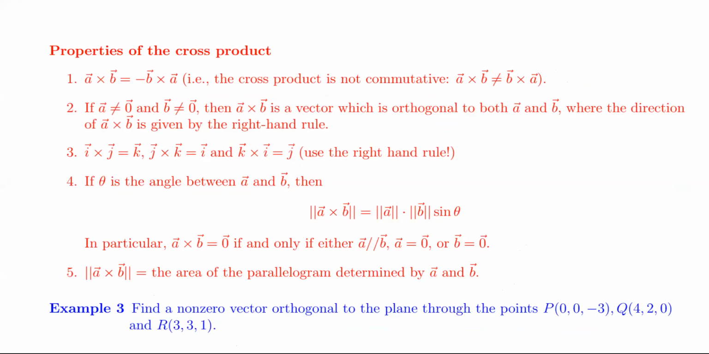The third property here is I cross J is equal to the standard unit basis vector K, which, if you apply the right-hand rule, you should be pretty clear is the case. And applying the first property up here, if I cross J is K, then J cross I is negative K. J cross K is I, so K cross J is negative I, and K cross I is J, so I cross K is negative J. And we can get 6 relationships there between I, J, and K.